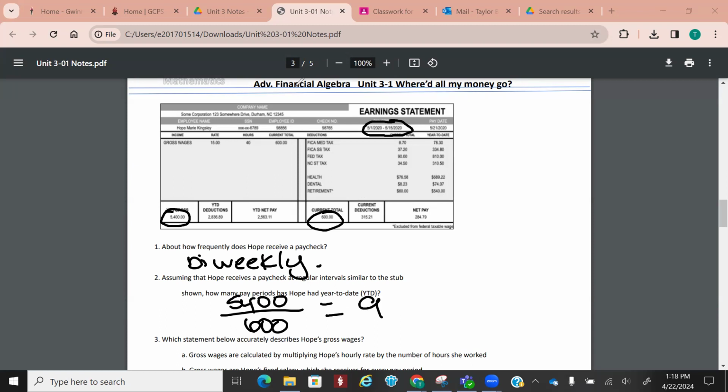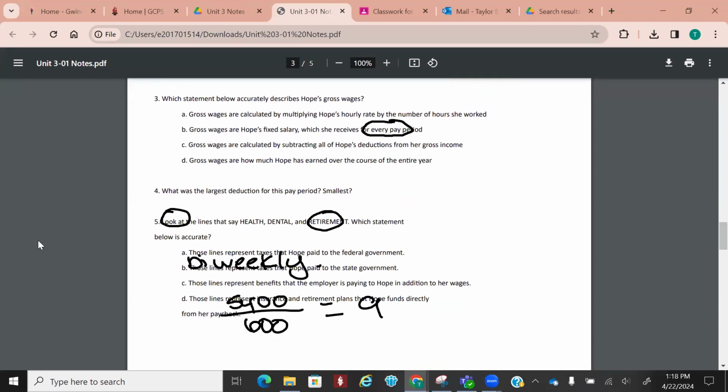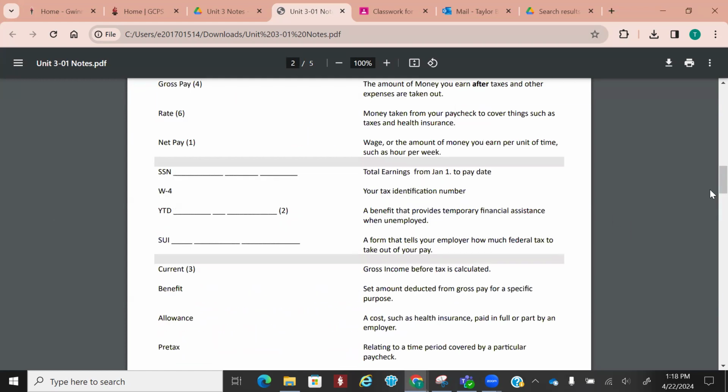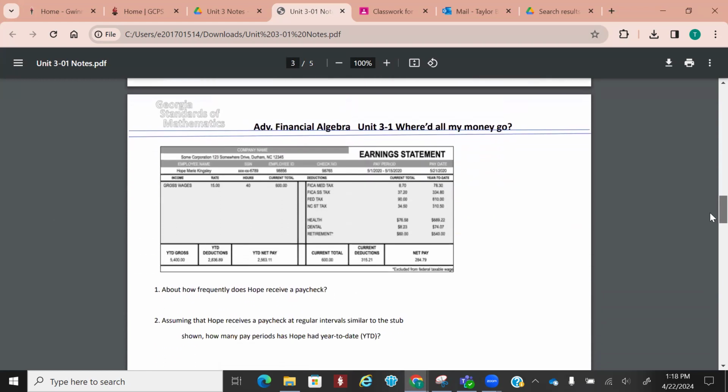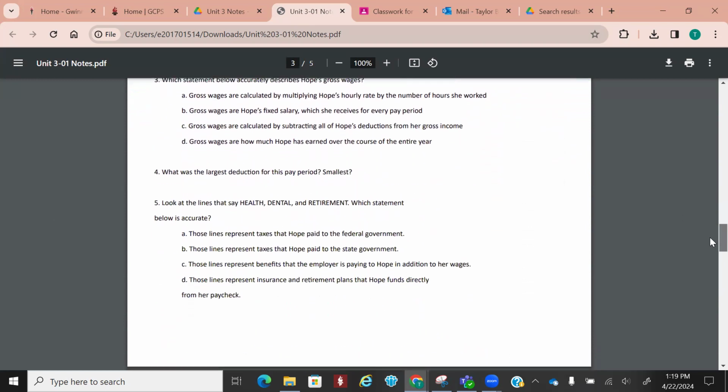Okay. Looking at the next question. It says, which statement below accurately describes Hope's gross wages? So her gross wages are calculated by her hourly rate times the number of hours she works. Okay, sorry, went too far. All right, so looking at the rate times the hours, that's how we got 600.